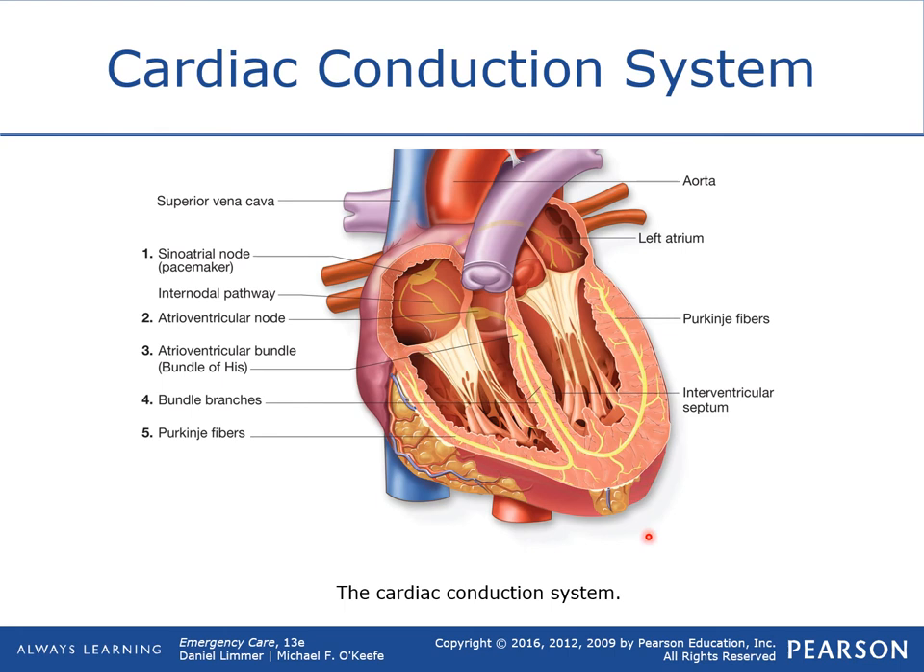Each one of these areas has a heart rate that is normal for that node. It's called your inherent heart rate. So up here in your SA node, your inherent heart rate is 60 to 100. You'll remember that because 60 to 100 happens to be the normal heart rate for an adult human. We'll discuss that in vital signs, but 60 to 100 is what we consider the normal range, and that happens to be the inherent firing range of your SA node.